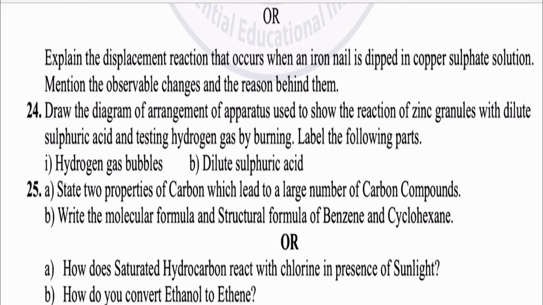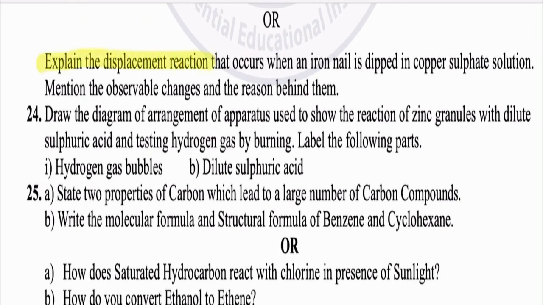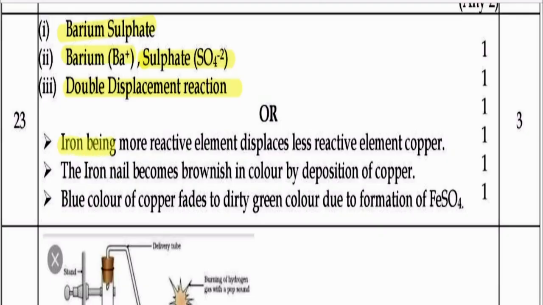Next optional question is, explain the displacement reaction that occurs when an iron nail is dipped in copper sulfate solution. Mention the observable changes and the reason behind them. See, iron being a more reactive element displaces the less reactive element copper. The iron nail becomes brownish in color by deposition of copper, and the blue color of copper sulfate fades to dirty green color due to the formation of FeSO4.